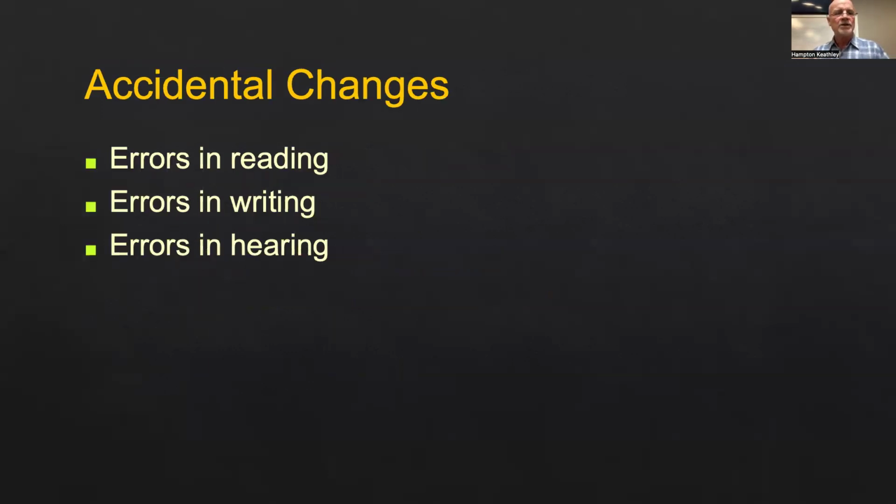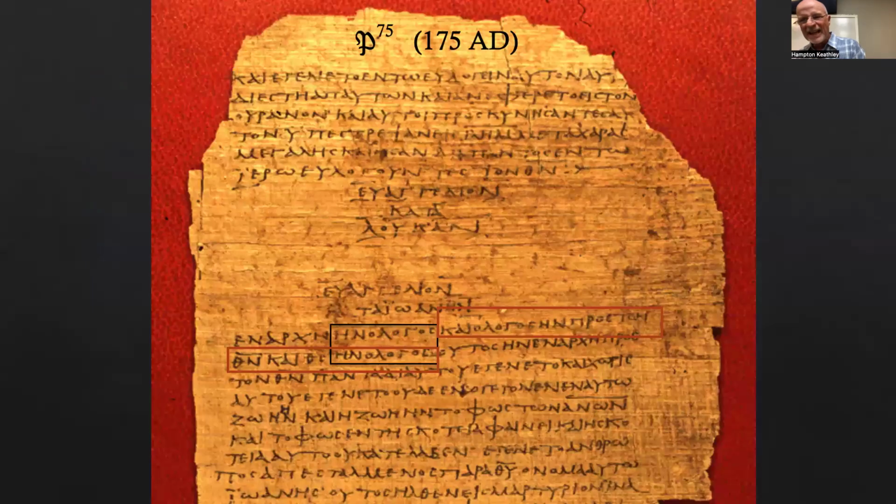Okay. So there are accidental changes. There are errors in reading, in writing, and in hearing. And when I was looking at this manuscript, I don't know if this is too small for you to see. I hope not. Let's see if I can get my mouse over there. So right here, it looks like H-N-O, pyramid, O, whatever. That's hen ho logos, "was the word."